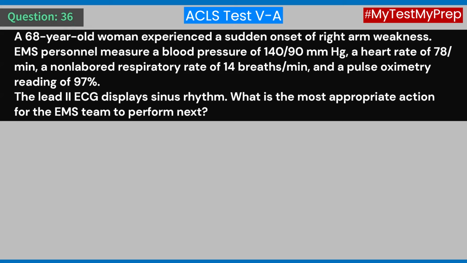Question 36. A 68-year-old woman experienced a sudden onset of right arm weakness. EMS personnel measure a blood pressure of 140/90 mmHg, a heart rate of 78 per minute, a non-labored respiratory rate of 14 breaths/min, and a pulse oximetry reading of 97%. The lead 2 ECG displays sinus rhythm. What is the most appropriate action for the EMS team to perform next?